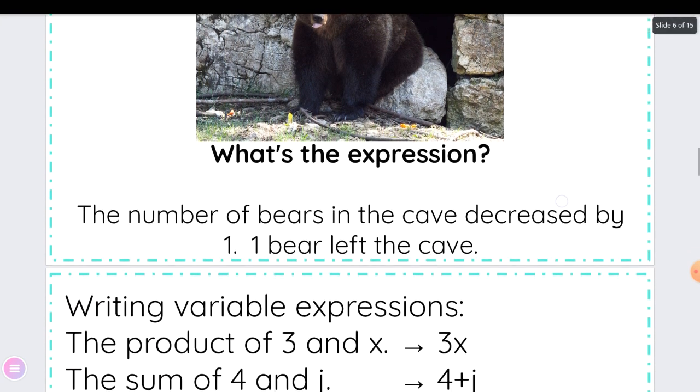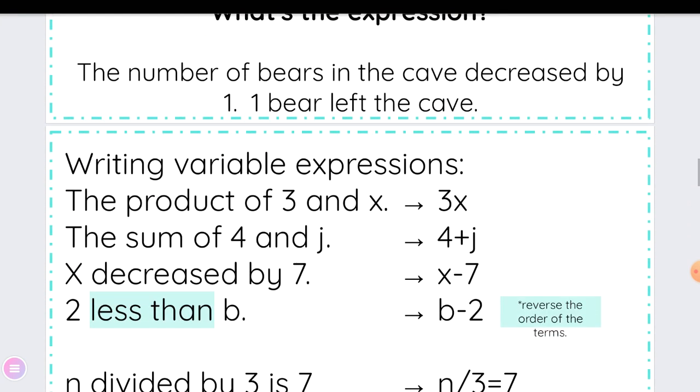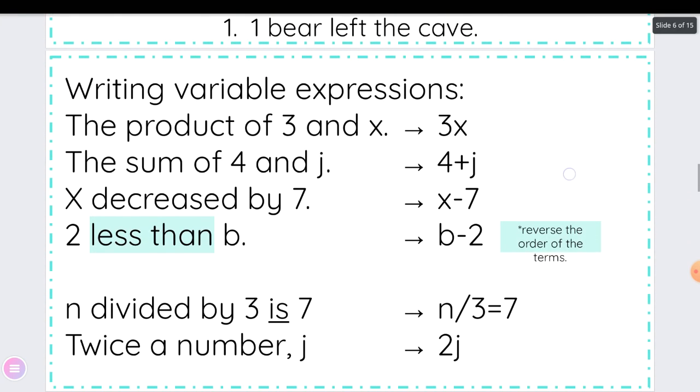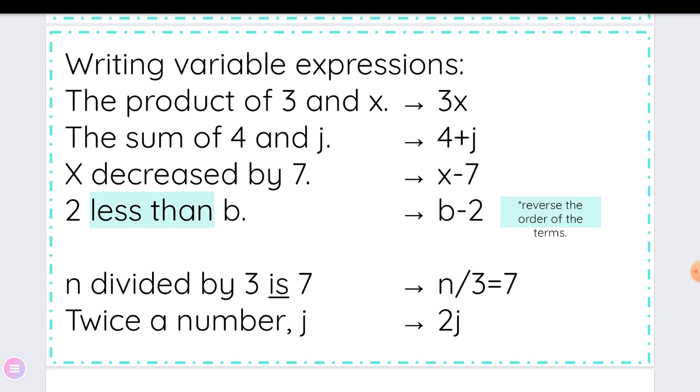But I thought an expression needs an equal sign. No, that's an equation. Equations need an equal sign. So this is just kind of summing up how we can write some of these expressions.